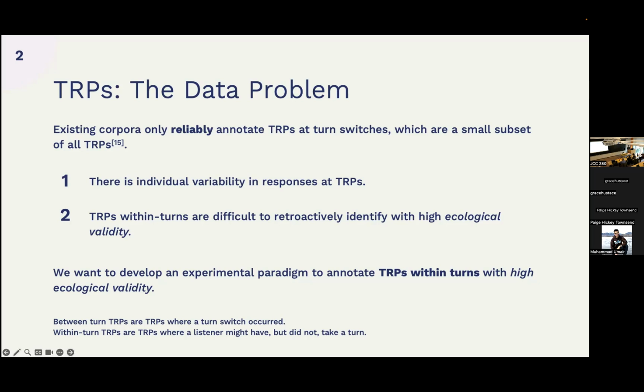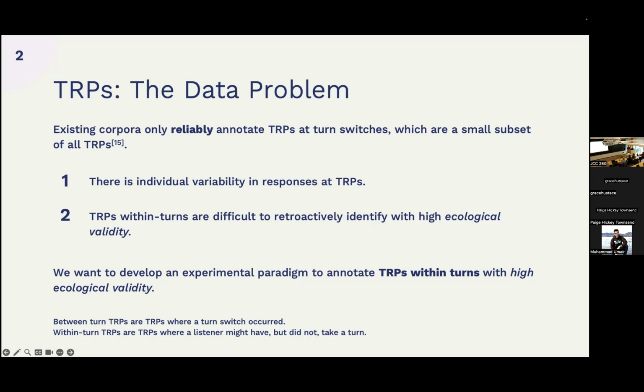Yes. You used the term ecological validity. Yes. Quickly explain that. Yes, absolutely. So ecologically valid in this case means that we are able to identify these TRPs in a way that we would have done in naturalistic normal conversation, and that it generalizes to other data sets as well. So it's not particular to our data set.